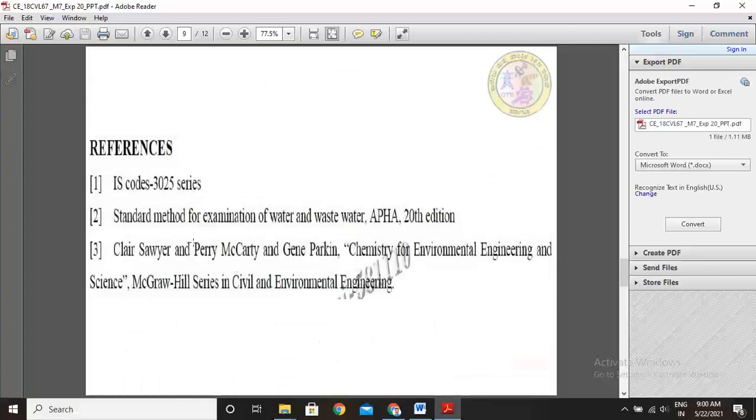Okay, so these are the references. First one is IS codes of the 3025 series, and second one is Standard Methods for the Examination of Water and Wastewater by APHA, 20th edition, and these manuals are referred to solve environmental engineering laboratory experiments in detail and to conduct the experiments.